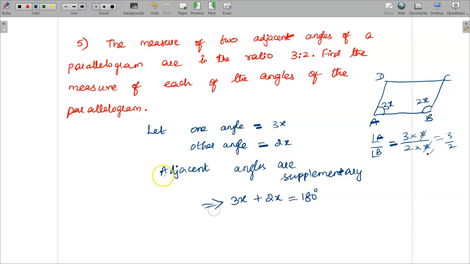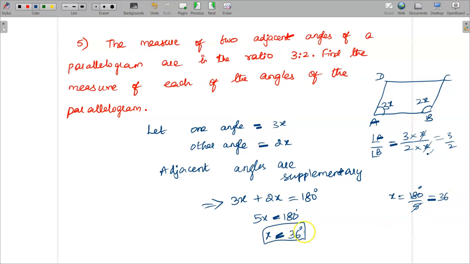So we know that adjacent angles are supplementary, so adding these two adjacent angles, I should get 180 degrees. So 3x plus 2x is 5x, which is nothing but 180 degrees. So x equals 180 degrees by 5. Divide this value: 3 fives are 15, and then the balance is 3, so 30. 30 means 36, right? So 6 fives are 30, so x is equal to 36 degrees.